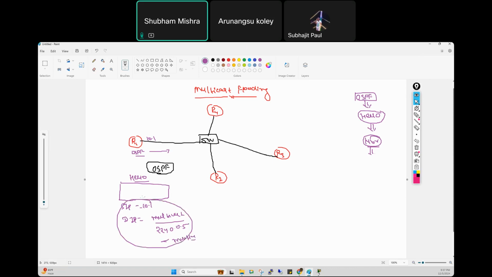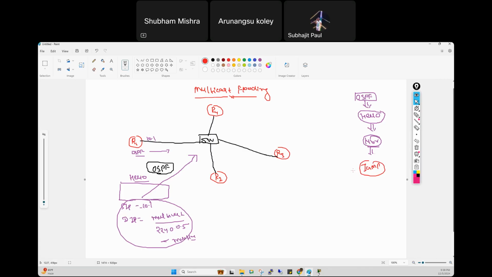So when this packet reaches the switch, what will the switch do? That is the thing you need to understand. That is called multicast flooding. If you remember, I told you in the previous or first classes about IGMP. IGMP stands for Internet Group Management Protocol. What is the use of this IGMP?